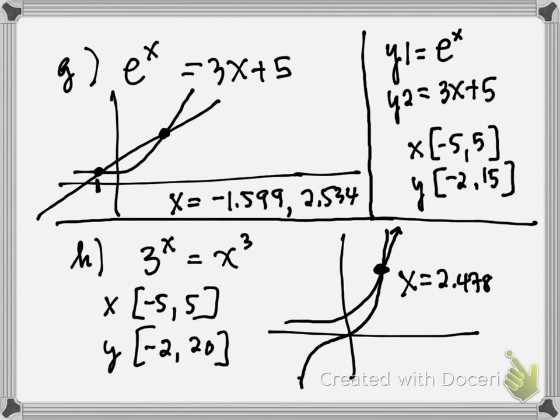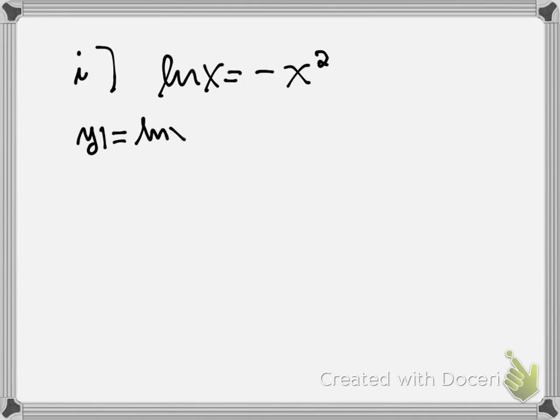And then the last one, I need to go to another page. So I is ln x equals negative x squared. Again, just by looking at the equation, you can see that there's no way you can do this algebraically, so you have to do this graphically. Your y1 will be ln x, y2 is negative x squared, or you can reverse that, doesn't really matter.